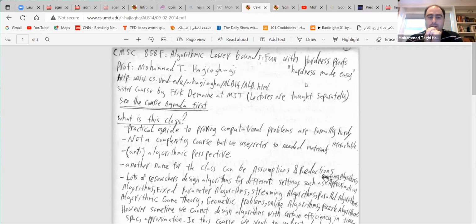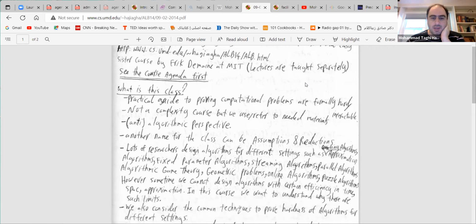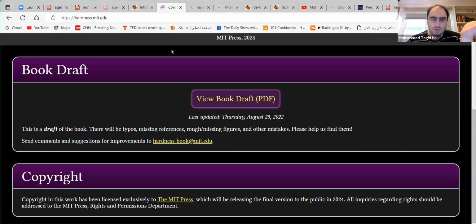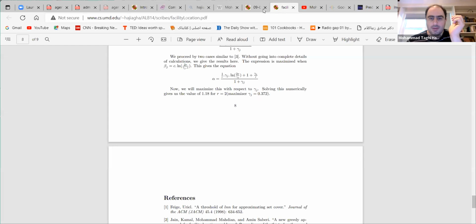Like starting the course. So, what is this course about? As I mentioned, some of these are older stuff. You can see the book here, hardness.mit.edu.